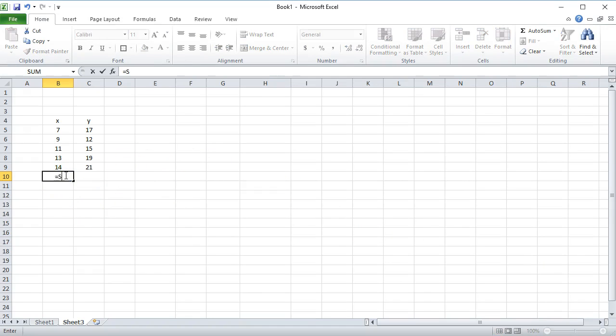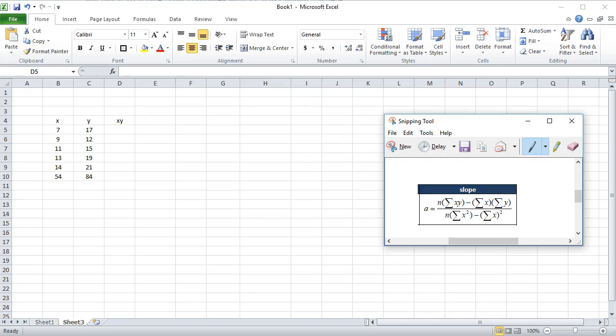So I'm going to click equals sum, bracket, all the x's. Sum of all the y's. We're going to need the xy's. We're going to need the x squared, and that's it.